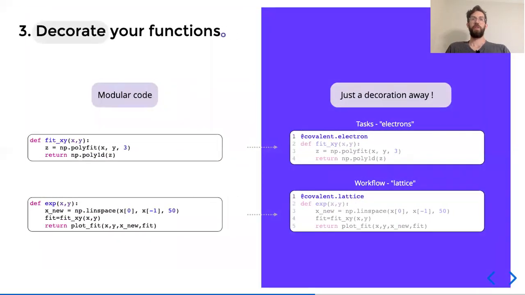Notice we use two different decorators. The electron decorator refers to a task, while the lattice decorator refers to a workflow. These terms are borrowed from condensed matter physics, where groups of electrons can form lattice structures.